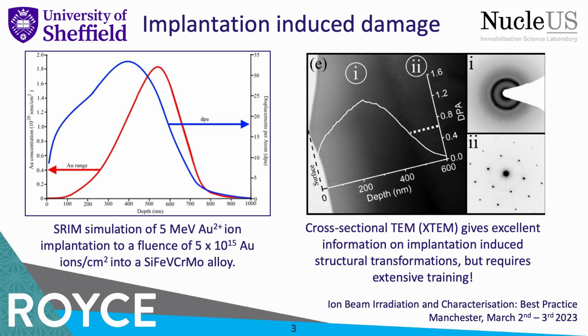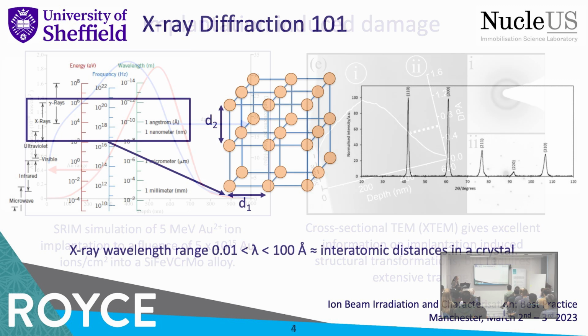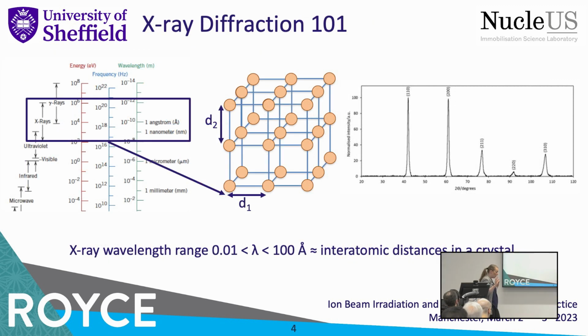Well, there is, and it's called X-ray diffraction. So that's what I'm going to talk about today, how we can use X-ray diffraction to look at the damage that's produced in our material, specifically the surface damage produced by ion implantation.